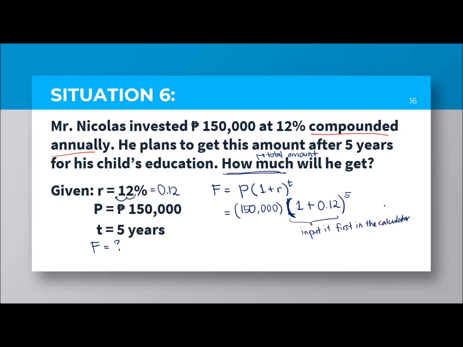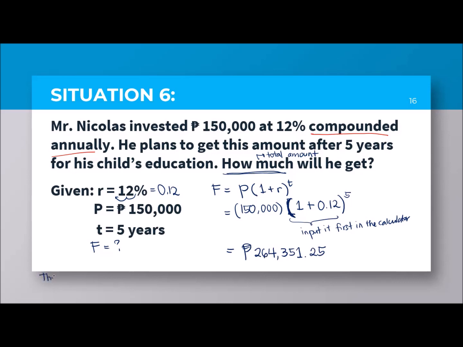Tapos, idiretso nyo na. Pagka-equals ninyo, times nyo na sa 150,000. So, parenthesis, 1 plus 0.12. And then, click the exponent. Then, 5. Yun yung exponent natin. Click nyo yung equals. And then, times 150,000 pesos. So, ang amount natin ay 264,351.25. So, laging 2 decimal numbers lang po.